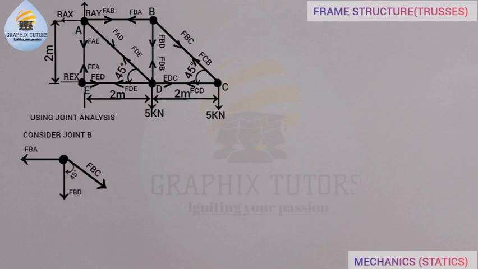And we have another one going at an angle of 45 degrees, which is FBC. Since that force is inclined, I'm going to resolve it. Resolving it, I'll have FBC cos 45 and FBC sin 45. This is what we have.